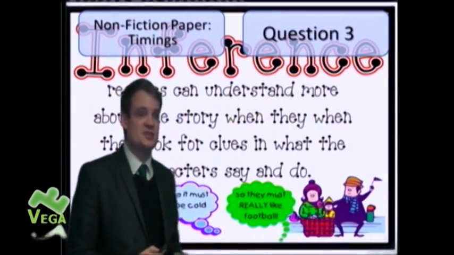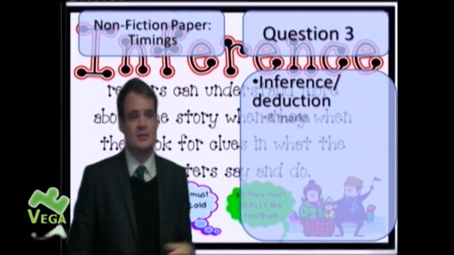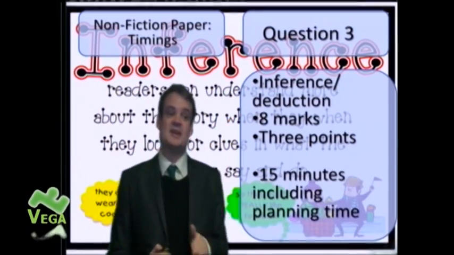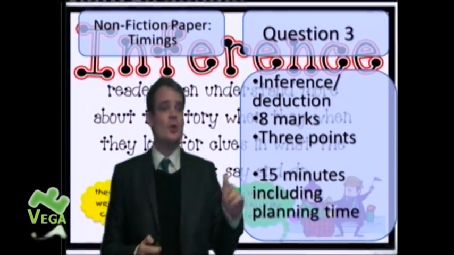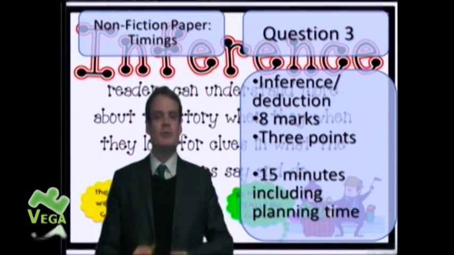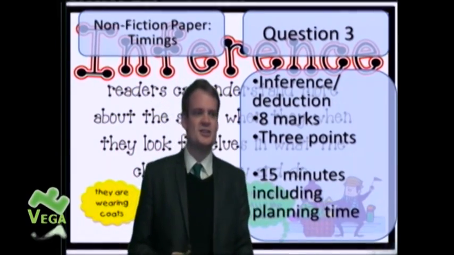You're then going to move on to question 3. That's your inference and deduction question. Again, there's another video on that, so have a look at how to do it. It's worth 8 marks. You're going to make 3 points, and you guessed it, you're going to spend exactly 15 minutes. Therefore, 1 hour, 15 minutes into the exam, you've completed the reading section. I've not put aside separate reading time because I've included that reading time in each answer.